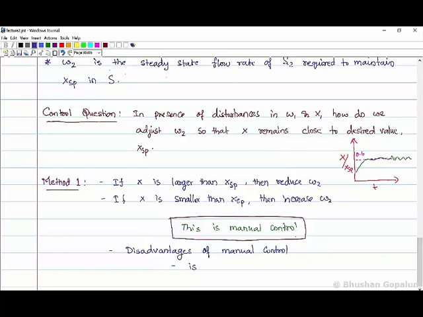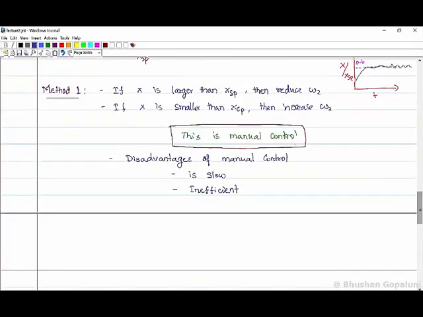It is going to be extremely slow because somebody has to manually do this. It's going to be very inefficient. The person operating the process may not exactly know by how much to change the valve position in order to get the flow rate that one needs to maintain the exit concentration. And on top of it, having an individual perform this task is also going to be very expensive. And for these reasons, manual control is often not preferred.